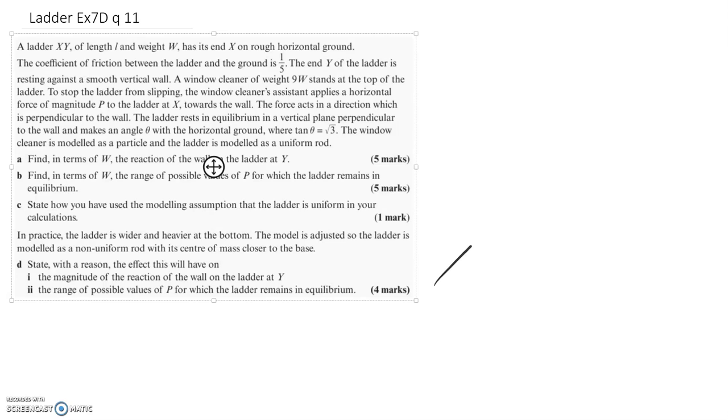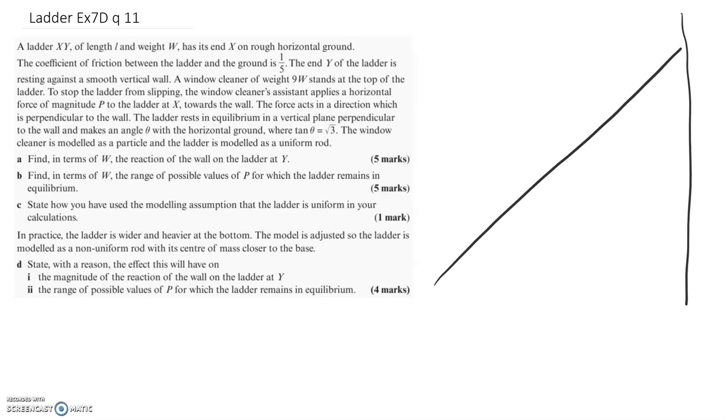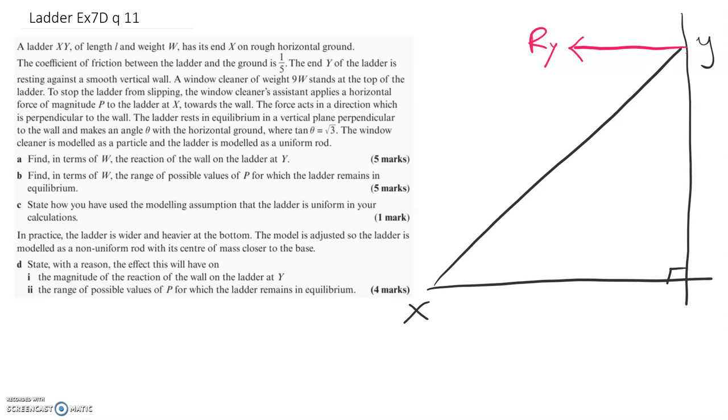Let's begin by drawing a labelled diagram. That's the ladder, that's the wall, and that's the ground. So we have the normal reaction at the wall, which I'm going to call Ry because the ladder is called XY. The reaction on the ground I will call Rx. We also have friction on the ground. I don't know which way to draw it for now, so I'm going to draw it this way, but it's rough ground, that's why we have friction. Because it's a smooth wall, we have no friction at the top of the ladder.